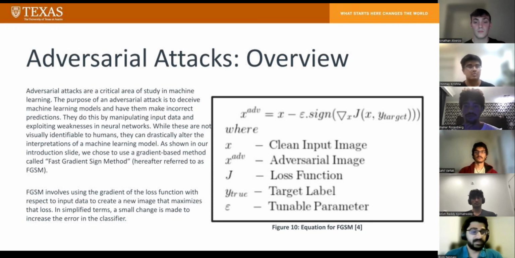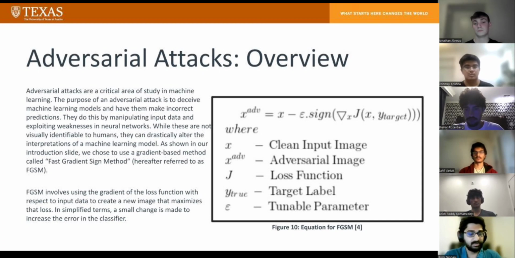For an overview, adversarial attacks are a critical area of study in machine learning. The purpose of an adversarial attack is to deceive machine learning models and have them make incorrect predictions. They do this by manipulating input data and exploiting weaknesses in neural networks. While these changes are not visually identifiable to humans, they can drastically alter the interpretations of a machine learning model.